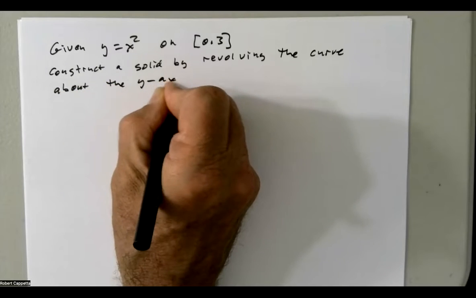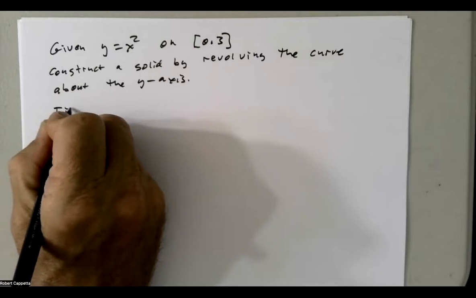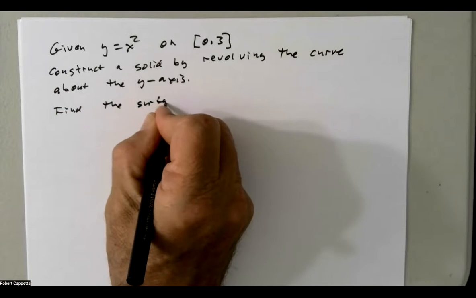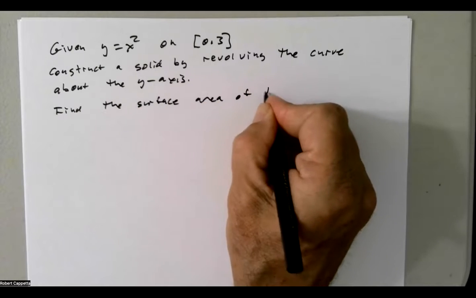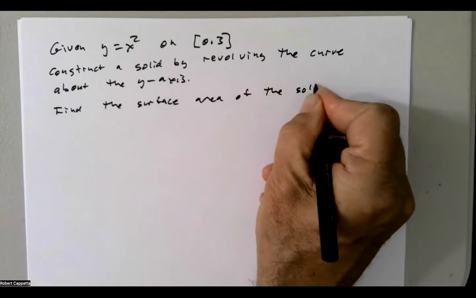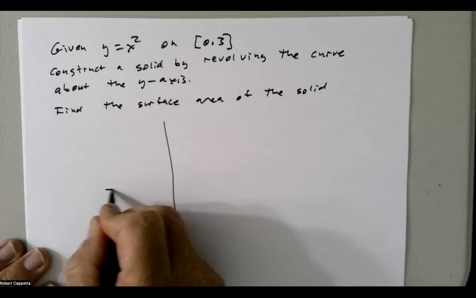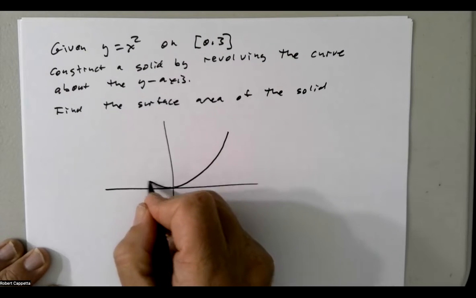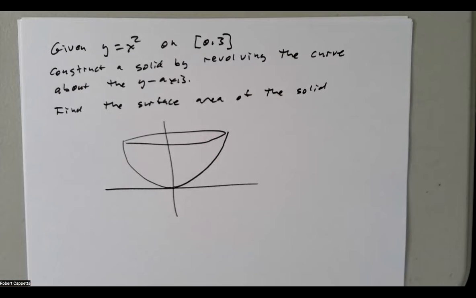And then our goal is to be what? To find the surface area of that solid. So what does that look like? A little easier to visualize. We have our parabola here. We wrap it around the y-axis. It's going to look like this. And we have a bowl.